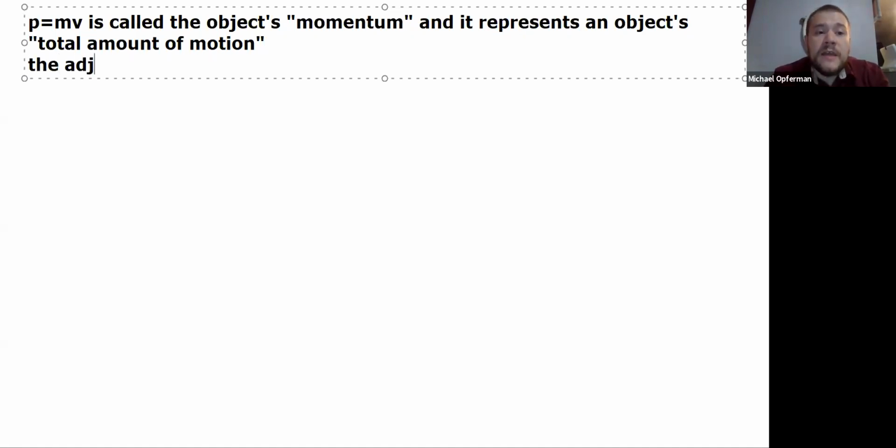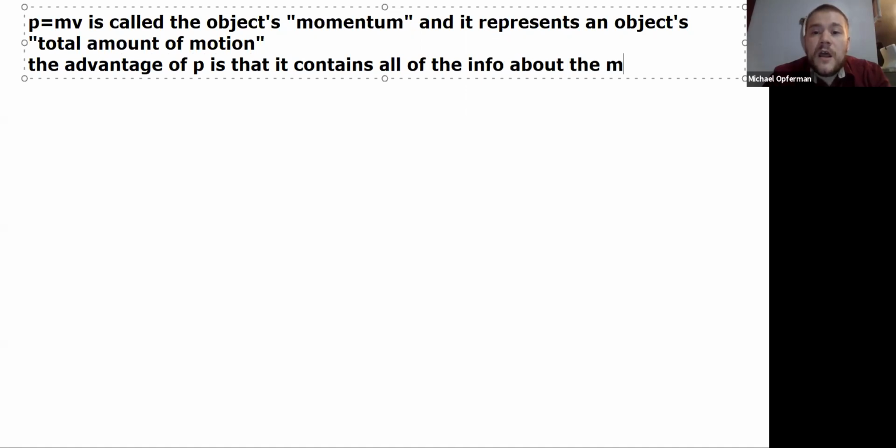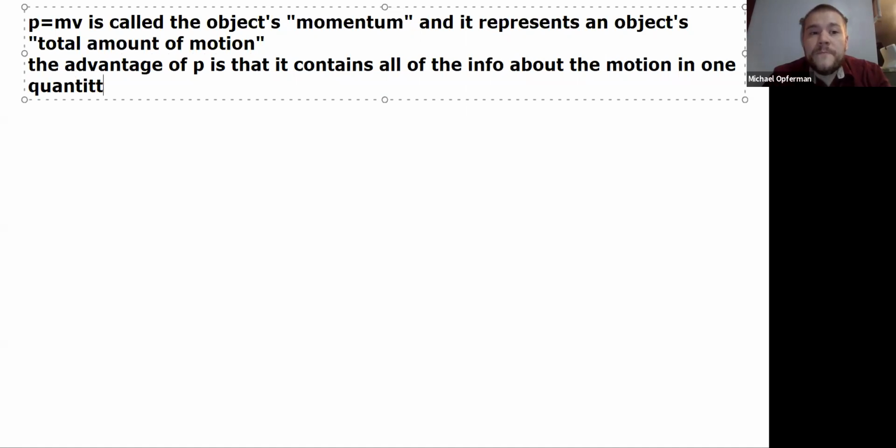So the advantage of momentum is that it contains all the information about the motion in one quantity, including the object's mass. So you don't have to worry about different objects behaving in different ways, because if you're thinking in terms of momentum, all objects obey the same rules. All objects behave the same way.